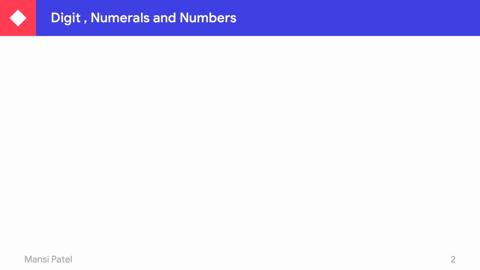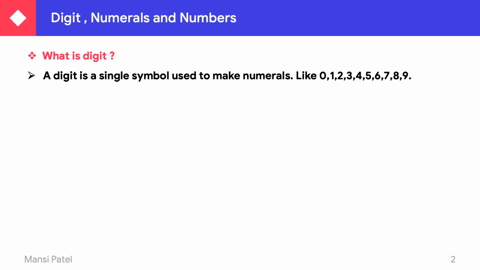Now let us see what is digit, numerals and numbers. Do you know what is digit? A digit is a single symbol that is used to make the numerals. If we see 0, 1, 2, 3, 4, 5, 6, 7, 8, 9, these all are single symbols. Using these digits, we can make numbers or numerals. So all the single symbols, all the single digits, are considered as digits.